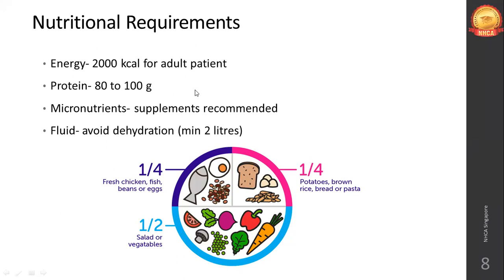Micronutrients, you have to give them supplements because the intestine is already undergoing malabsorption. You cannot trust the intestine when you are dealing with a cancer patient, specifically when they are undergoing chemotherapy, radiation therapy, or surgery. You do not trust the small intestine to do its job of absorption. Some degree of malabsorption will always be there. So it's better to go for multivitamin supplements and mineral supplements. Fluid, minimum 2 liters is recommended, and avoid dehydration.